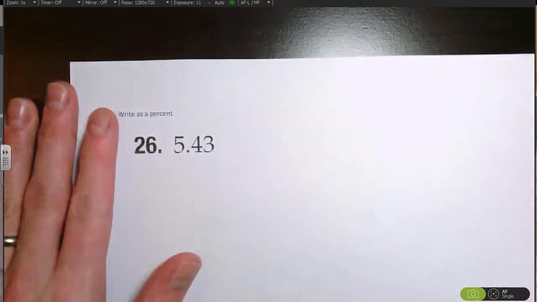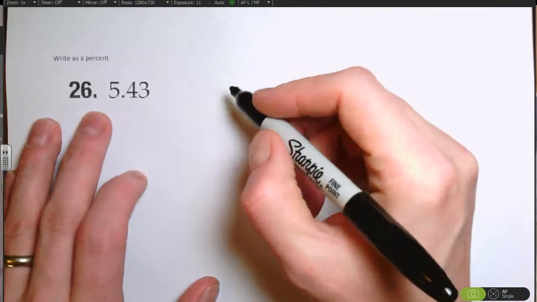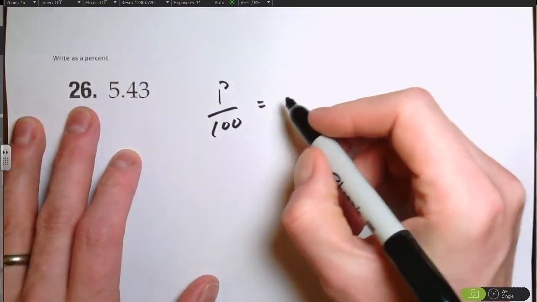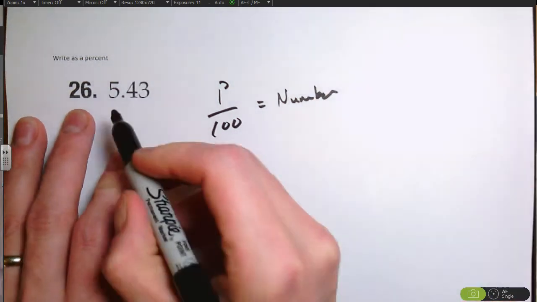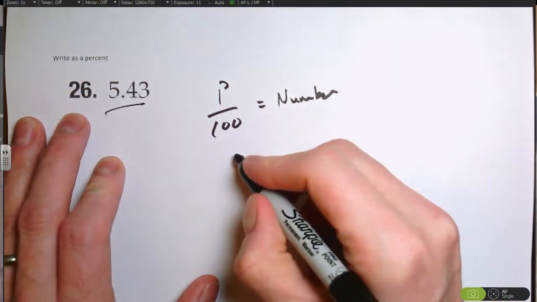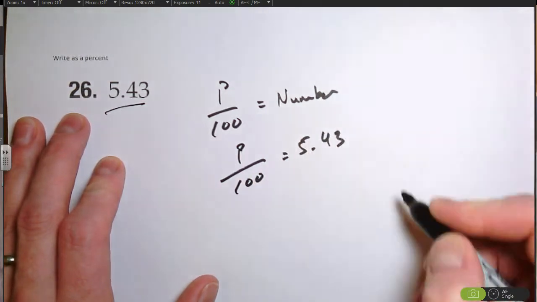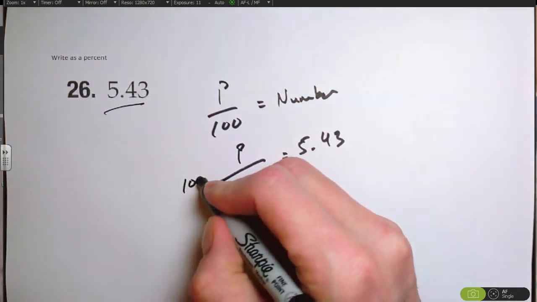Number 26. Now write this one as a percent. Okay. Again, we could think of this as percent over 100 equals our number. Well, it was a fraction before. Now it's just the number. This is a decimal. So P over 100 equals 5.43. So to solve for this, multiply both sides by 100.